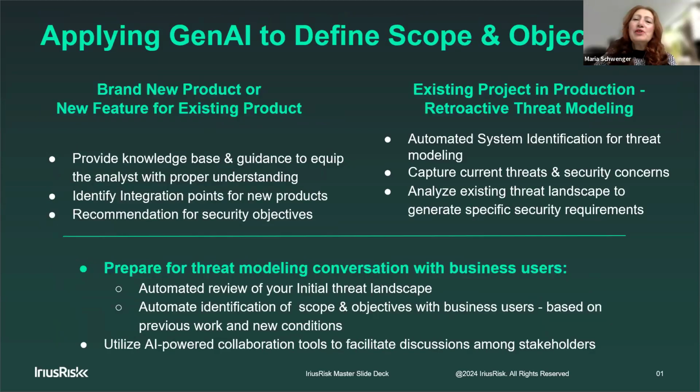Next slide, please. We separated this slide between making a threat model, defining the scope and the objective, for a new threat model, when we are building a new feature, or maybe a feature for an existing product, and when we go retroactively and build a threat model for an already existing system that might be in production. Although there are similarities, there are different use cases.